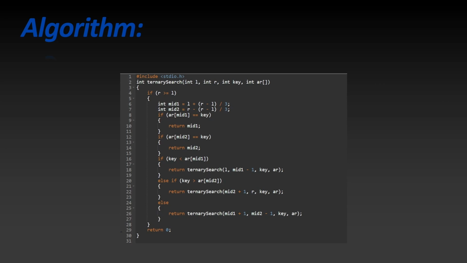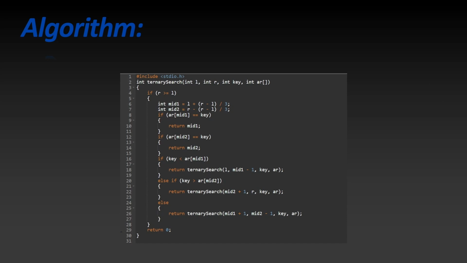Then we have our five cases. The first case is where we have the key at mid1, second at mid2, third at the left side, fourth at the right side, and the last case, the else case, is the middle part. For the first case, where the key is at mid1, we check if array of mid1 is equal to key, and if it is true, then we return mid1.